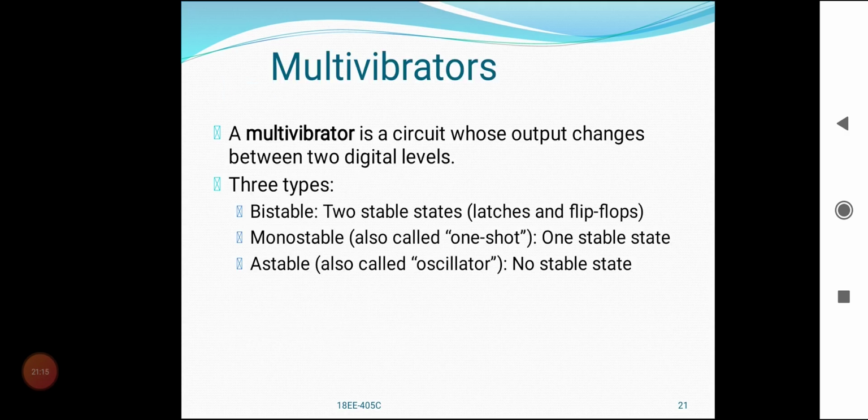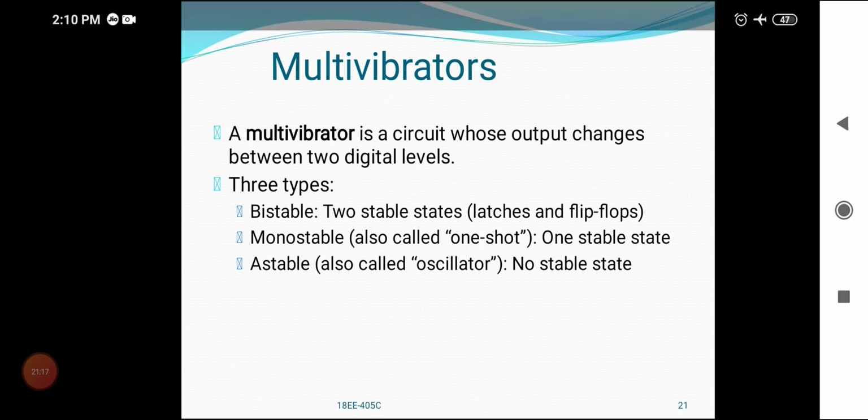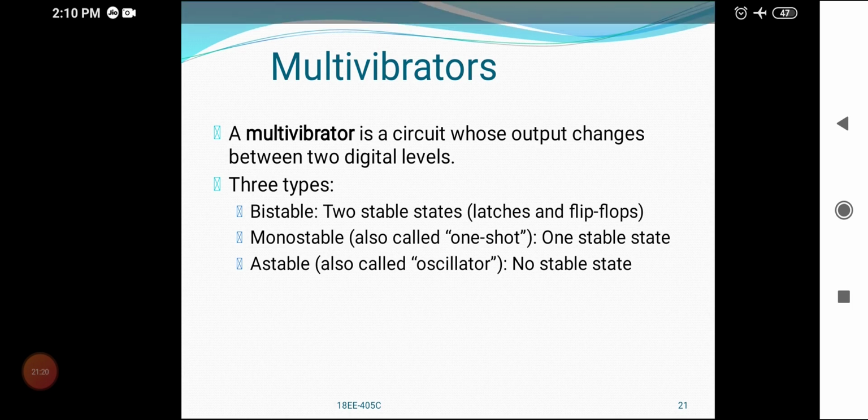Multivibrators. A multivibrator is a circuit whose output changes between two digital levels. Three types: bistable, two stable states, latches and flip-flops. Monostable, also called one shot, one stable state. Astable, also called oscillator, no stable states. So multivibrators are classified into three: astable, monostable, bistable.